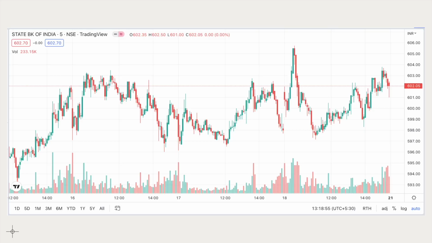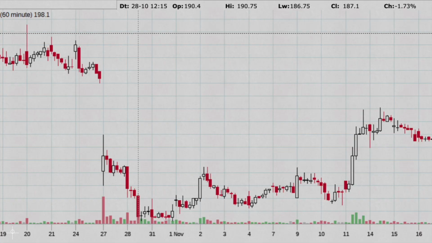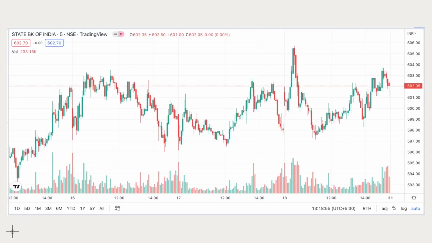But obviously parameters are something that you have to gradually use. In this chart that you see in front, it's basically State Bank of India, the State Bank of India 5-minute chart, and this chart shows you all the green and red candles. Why I'm using green and red candles is because people are fascinated with these colors. Otherwise this chart was also making the same point.